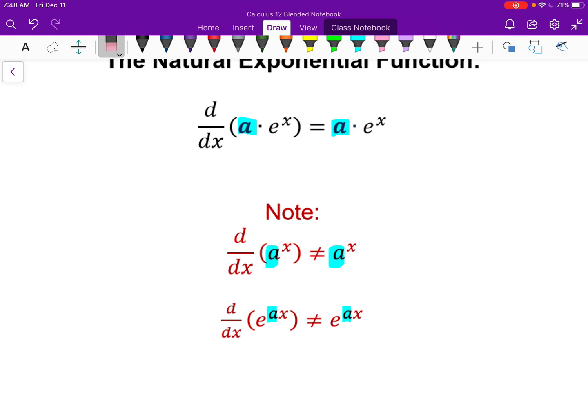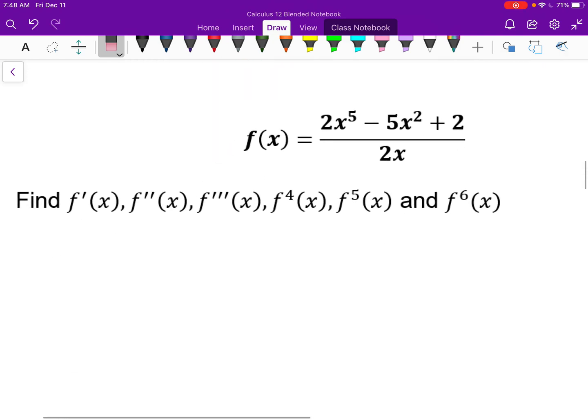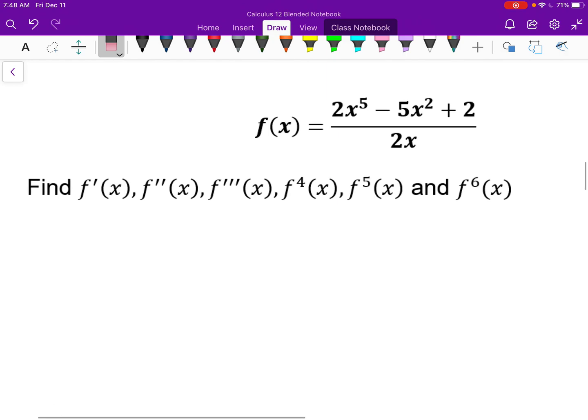Let me just have one question to use this. And so here I have a function, and it's this rational function, 2x to the power of 5 minus 5x squared plus 2, all over 2x. Okay, what I want to do is find the first, second, third, fourth, fifth, and sixth derivatives of this function.